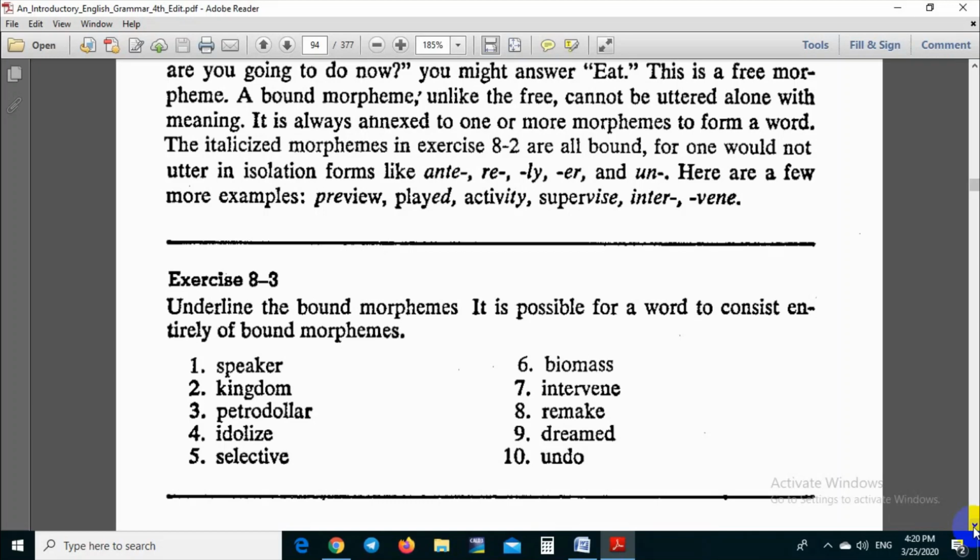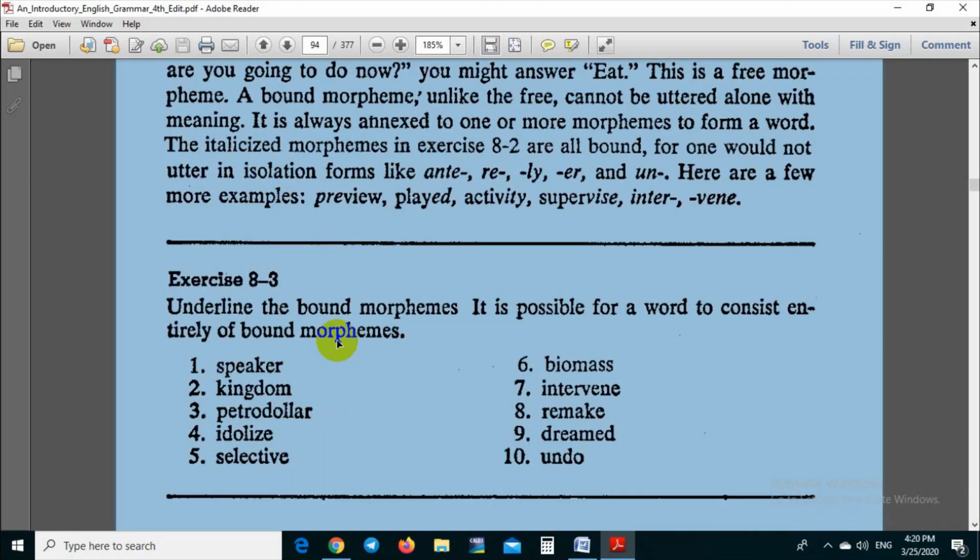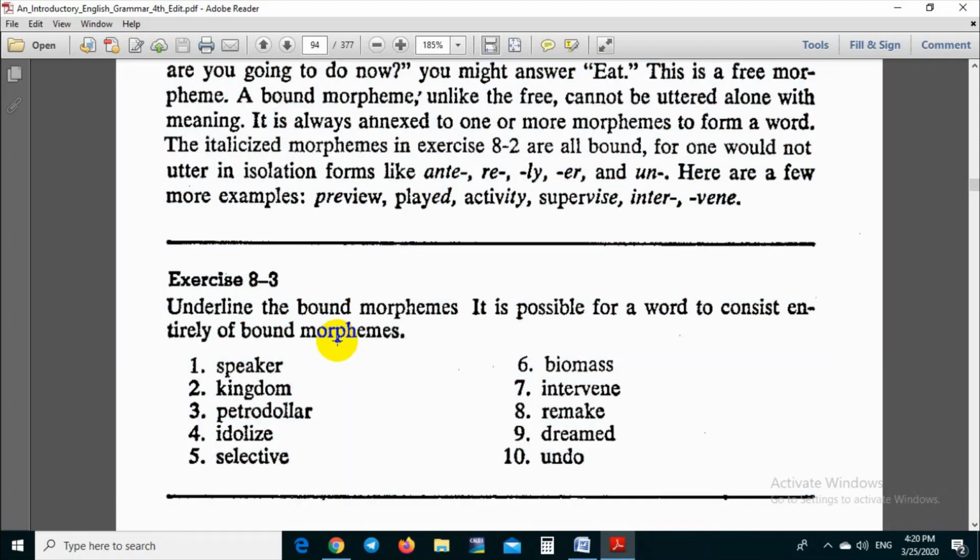And look at this note. It is possible for a word to consist entirely of bound morphemes. So we also have some words that consist entirely of bound morphemes, and it is not necessary for a word to have a free morpheme. A word can also consist entirely of bound morphemes.